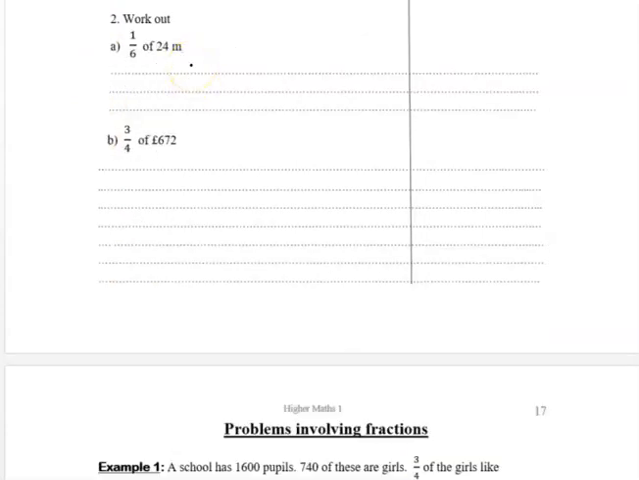Question 2a. Work out 1/6 of 24 meters. So what we're going to do here is write down 1 over 6 multiply, because when we're dealing with fractions, the word of means multiply, by 24. Now you're working out a fraction of a number. Now remember, you multiply by the top and you divide by the bottom.